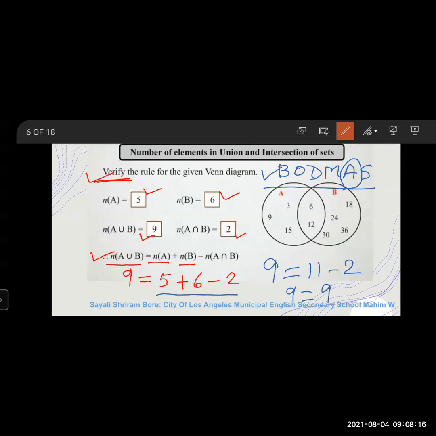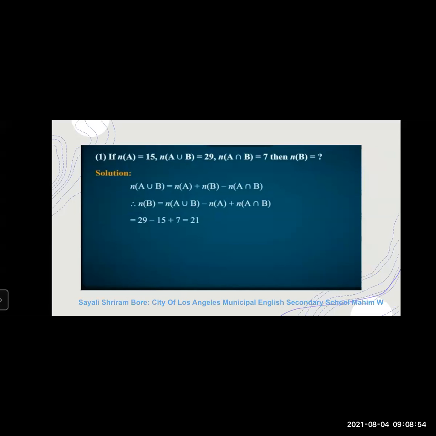So 9 is equal to 11 minus 2, which is how much? 9. Here you can see your left hand side is equal to the right hand side. That means we have verified this particular formula. So whenever you use this formula, you should apply the BODMAS rule. That means you have to go in this order only. Normally, when addition and subtraction are there, always first perform the addition and then go for the subtraction. Now we'll see the problems.